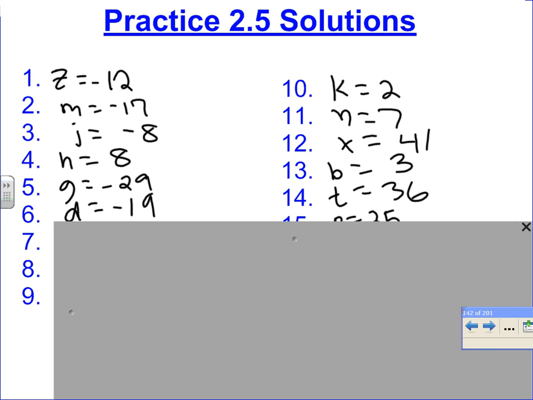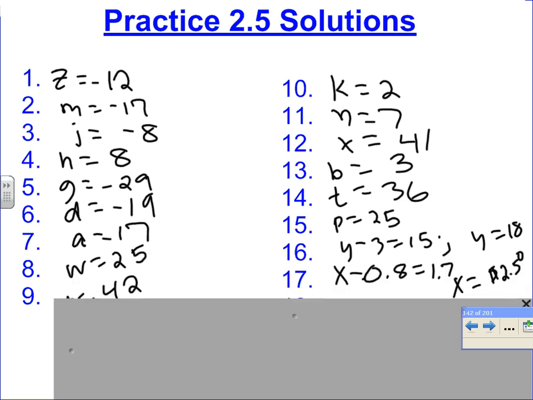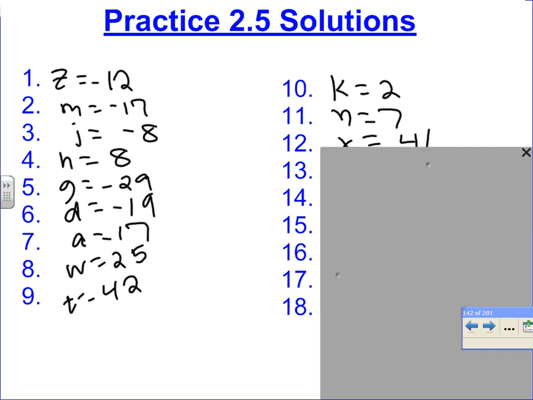For practice 2.5. Good. Good. Awesome job. Numbers 10, 11, and 12. 10 is 2, 11 is 7, 12 is 41. Alex, can you tell us what you got for 13, 14, and 15?